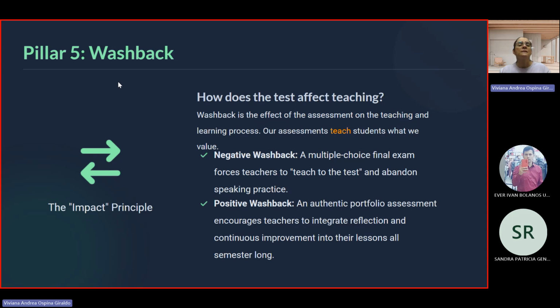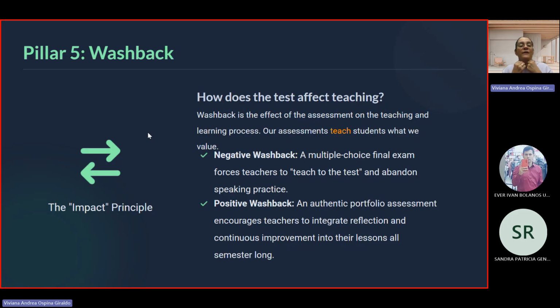Finally, we have pillar number 5. And pillar number 5 is called washback. Washback, we can also refer to it as the impact. So how does this test affect teaching? Washback is the effect of the assessment on the teaching and the learning process. So our assessments, or the way that we assess, will teach our students what we value.